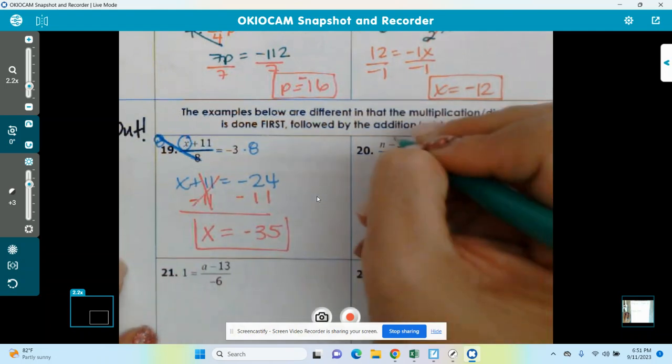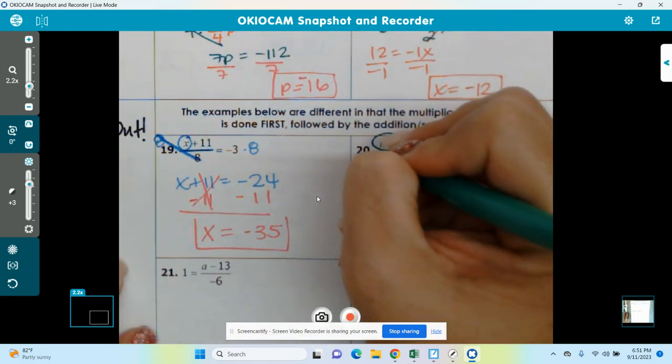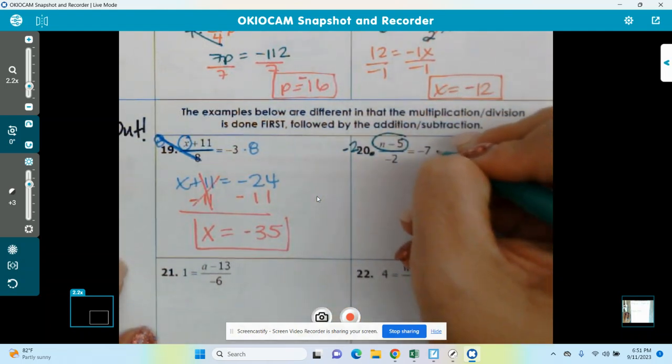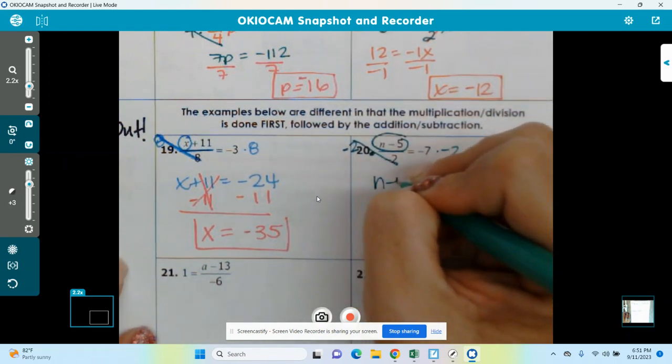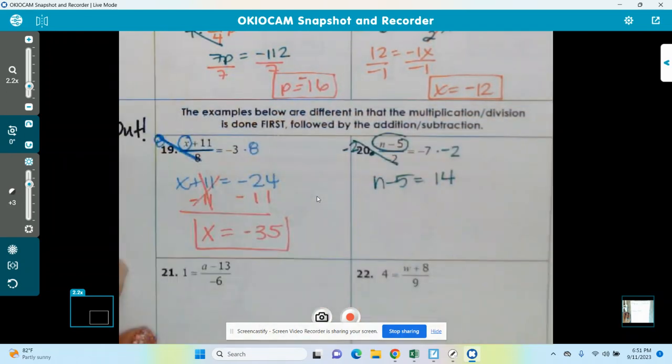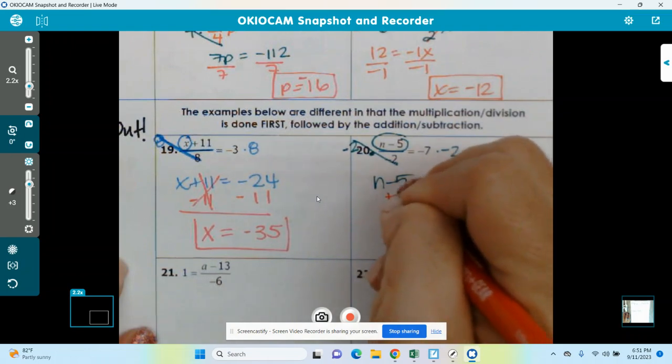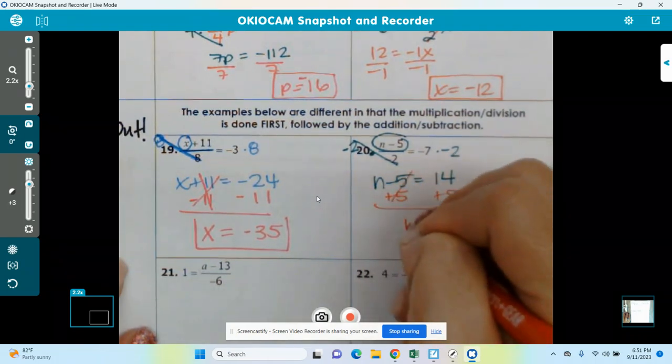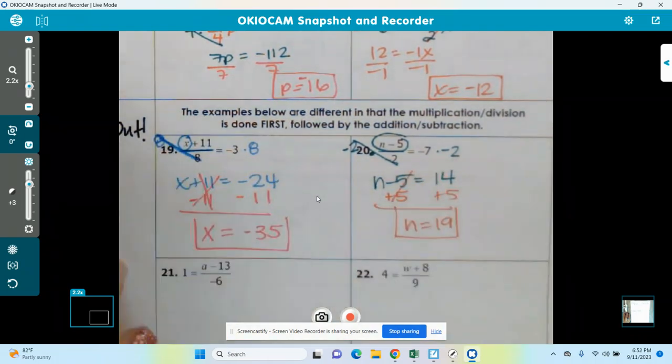Right? Same thing. This right here has to stay together. So we're going to move that negative 2 first. So n minus 5 is going to equal positive 14. Opposite of minus 5 is plus 5, so n should equal 19.